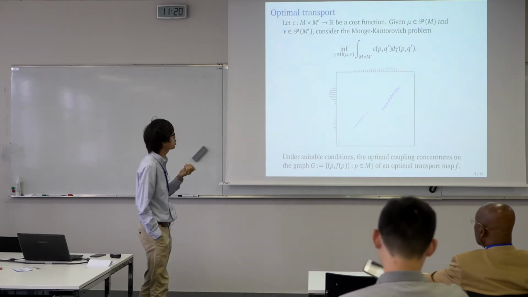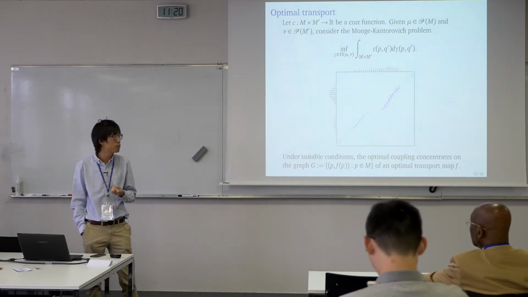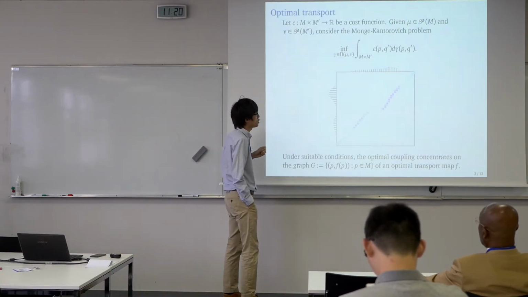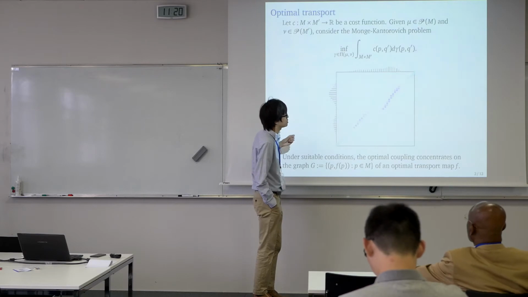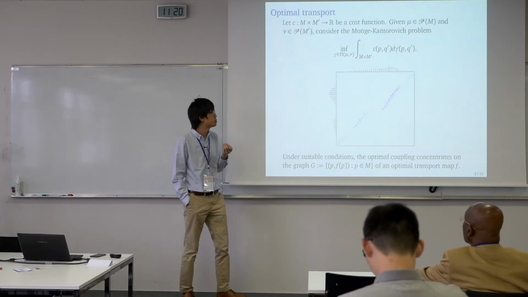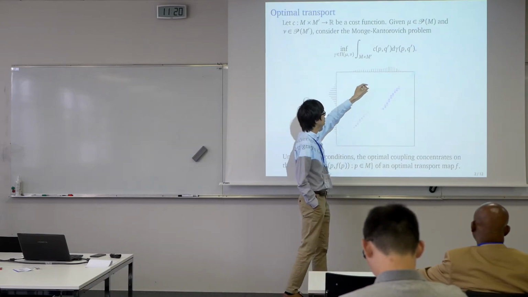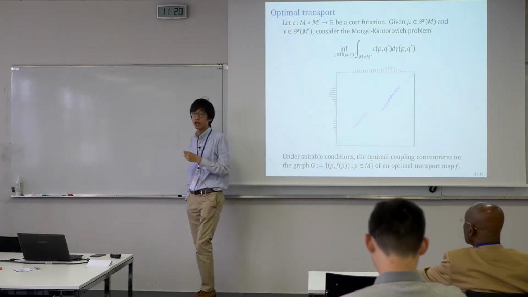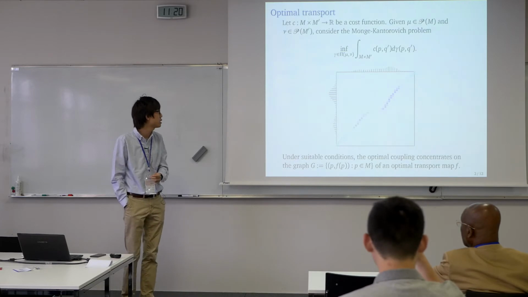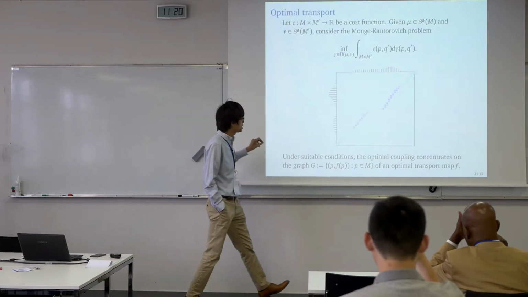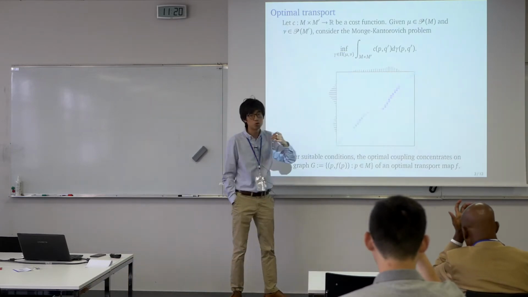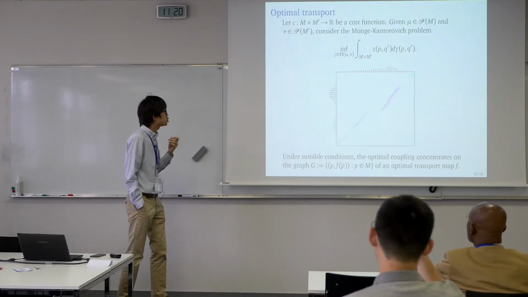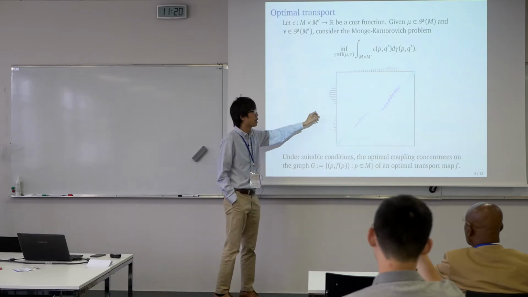This is called the Monge-Kantorovich problem, and I want to minimize this functional. In general, what I will get is an optimal coupling, which means that at each point, the mass can be sent to various points in M prime. This is the optimal coupling, where the color shows you the different masses to be sent. In general, we get an optimal coupling.